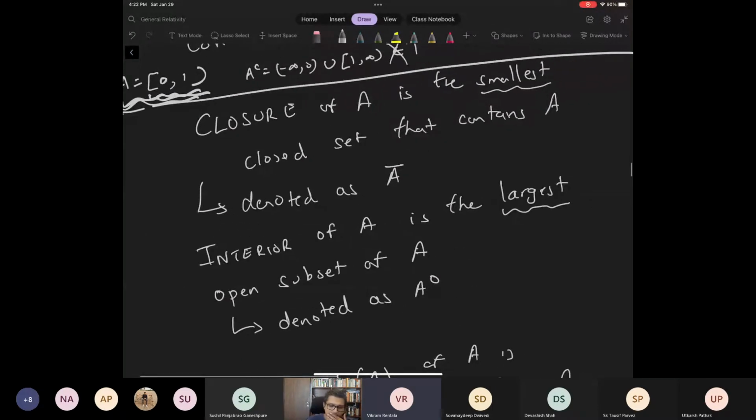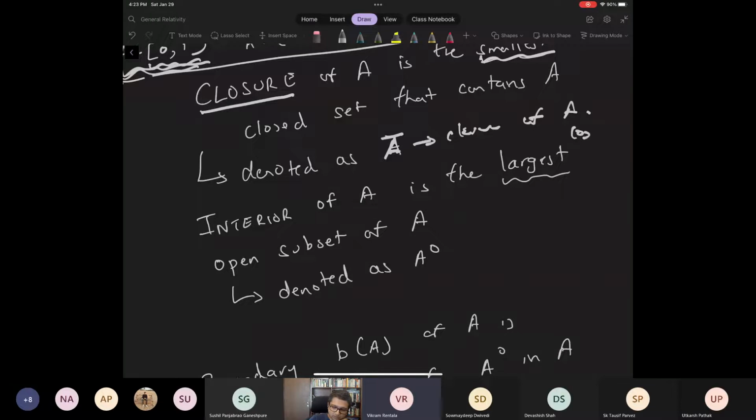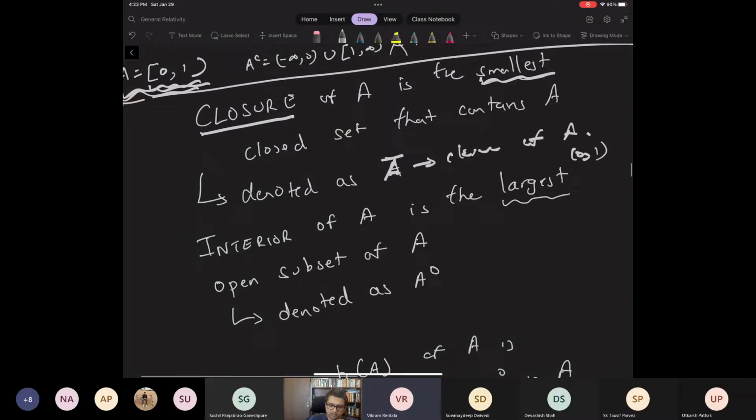Now let's define another property. Now that we've defined what is a closed set, we define the closure of A. So if A is a subset of X, we define the closure of A as the smallest closed set that contains A. Okay, and this is denoted as A bar. This is called the closure of A. So for example, if I take (0, 1) to be a set, then the closure of A is the closed interval [0, 1]. It's the smallest closed set that contains A. This is the fewest elements that I've added.